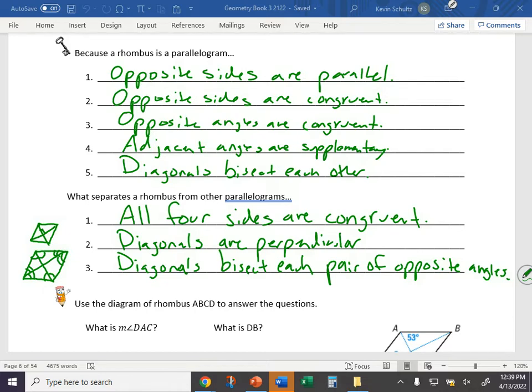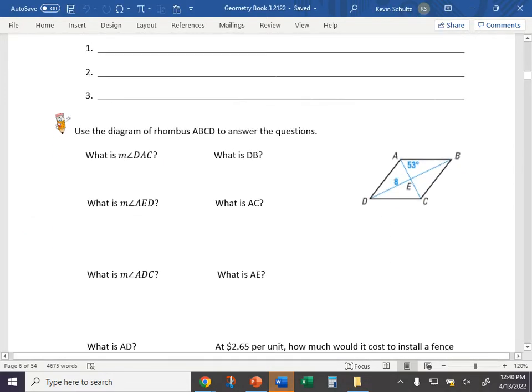Okay, but when you're talking about a rhombus, all 8 of these things are true. That's a lot of things, right? That's a lot of relationships there. So when you're asked to find a side length or an angle measure or whatever, be thinking about everything here. Which one of these 8 can I use to help me? So let's look down below.